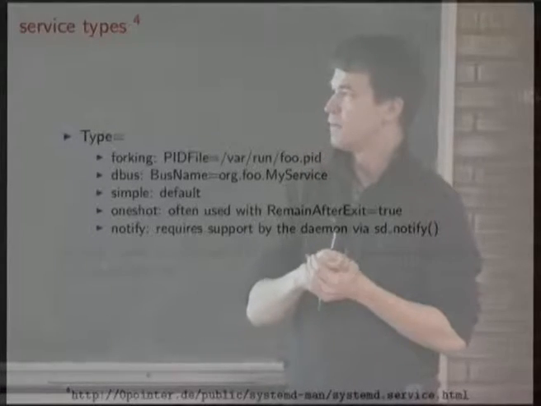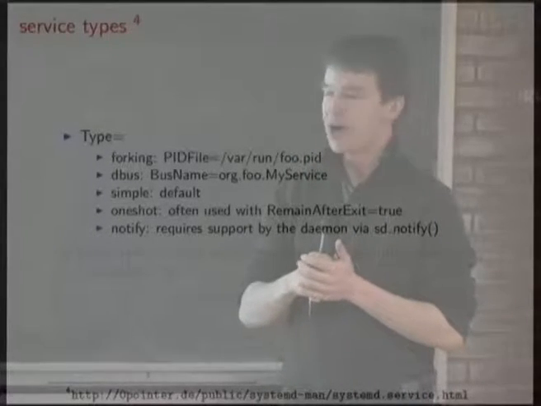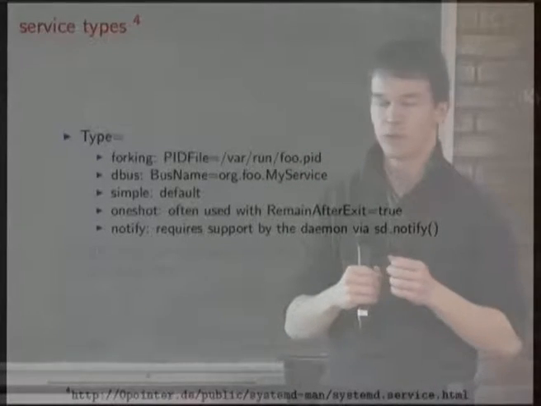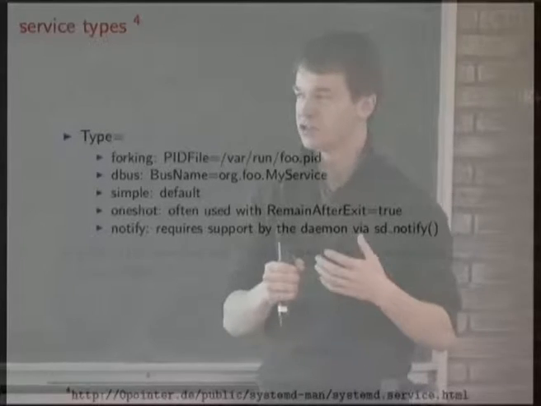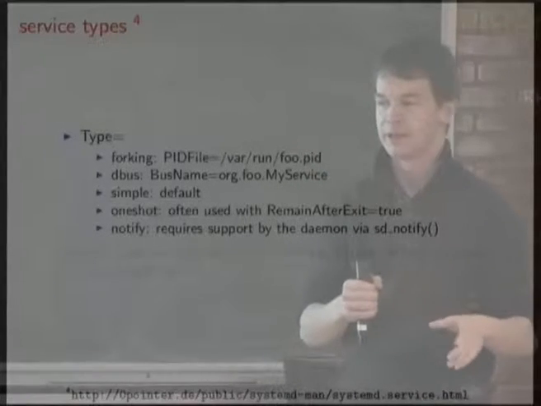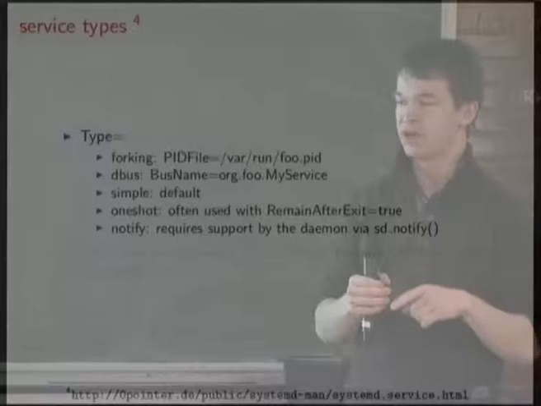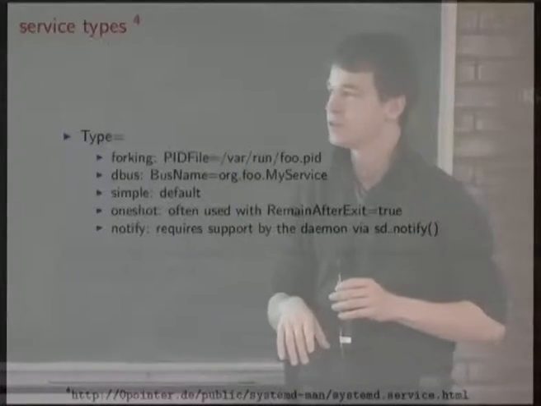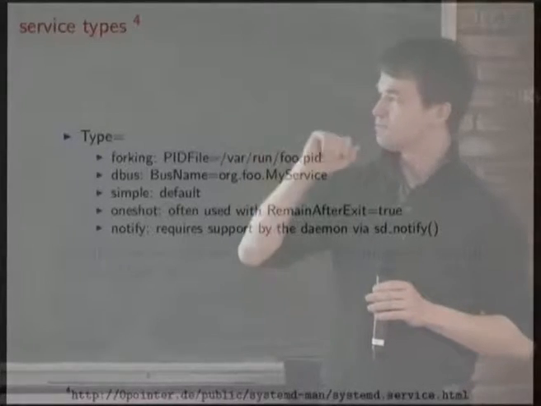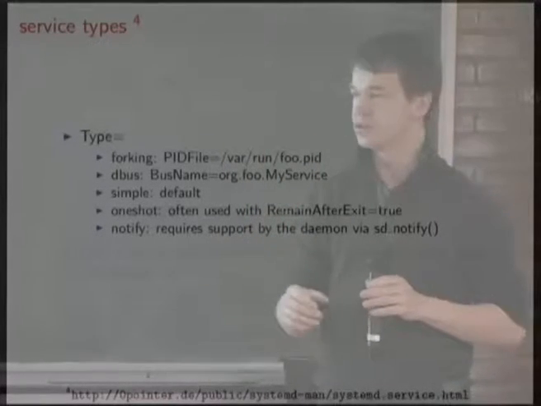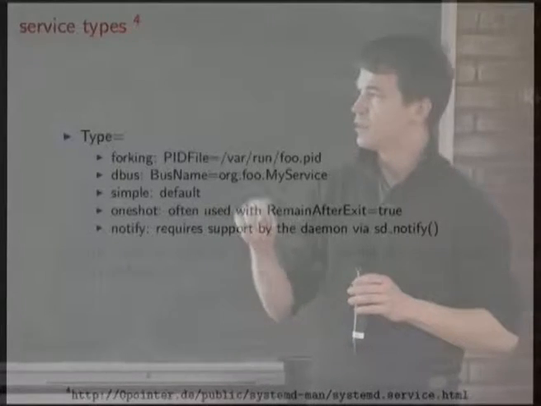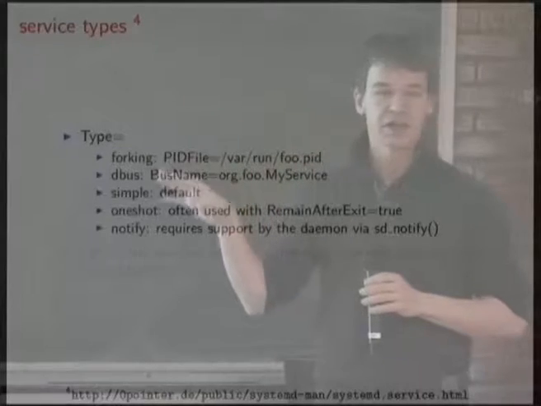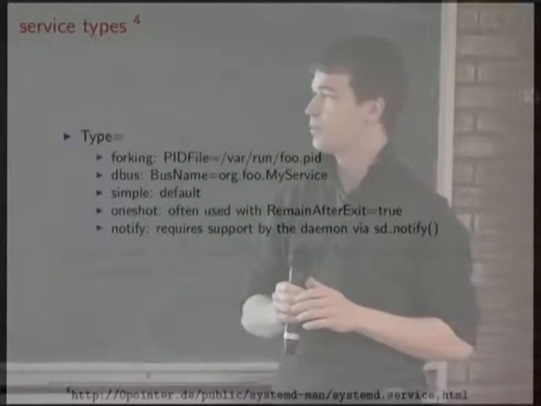Type dbus specifies where you signal systemd when a daemon has started and is ready to accept requests. That means dependencies which depend on it are started. So you can grab a name on the system bus, and if that happens, systemd will continue starting dependent services. That's what type dbus is for. You specify the bus name, and if that's taken, the service is considered up.